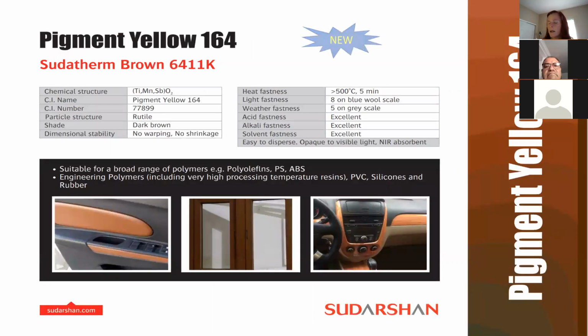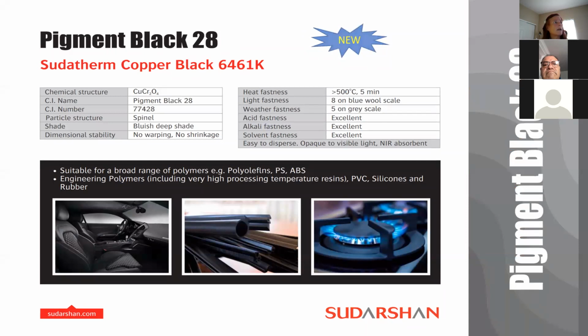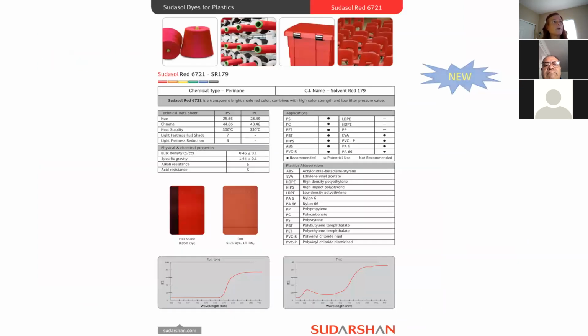Just to give you a quick look into some of our newest products that we've just launched. Here is the flyer for the Pigment Yellow 164 product, and then also the Pigment Black 28. And then our newest product in this solvent dye line is our Solvent Red 179.